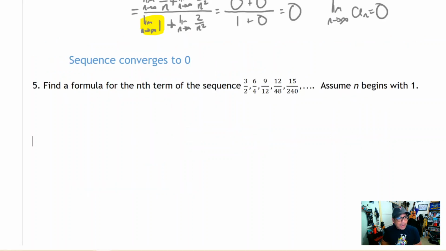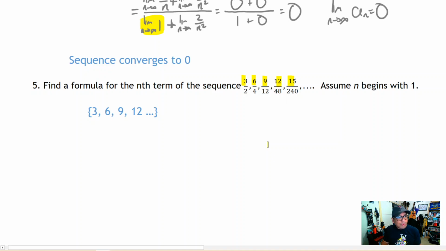For number 5, we have find the formula for the nth term of the sequence 3 over 2, 6 over 4, 9 over 12, etc., etc. And my trick for this is to look at the numerator and denominator separately. Let's take a look at the numerator. We've got 3, 6, 9, and 12.